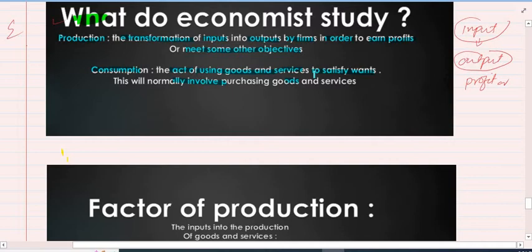So the two things we have studied here: the first one is production, the second one is consumption. Production is the transformation of inputs into outputs by a firm to get some profit or to meet some other objective. Consumption is the act of using, meaning purchasing, goods and services. And why are you purchasing goods and services? Because you want to satisfy wants. But we still have not quite got to the bottom of what economics is about.